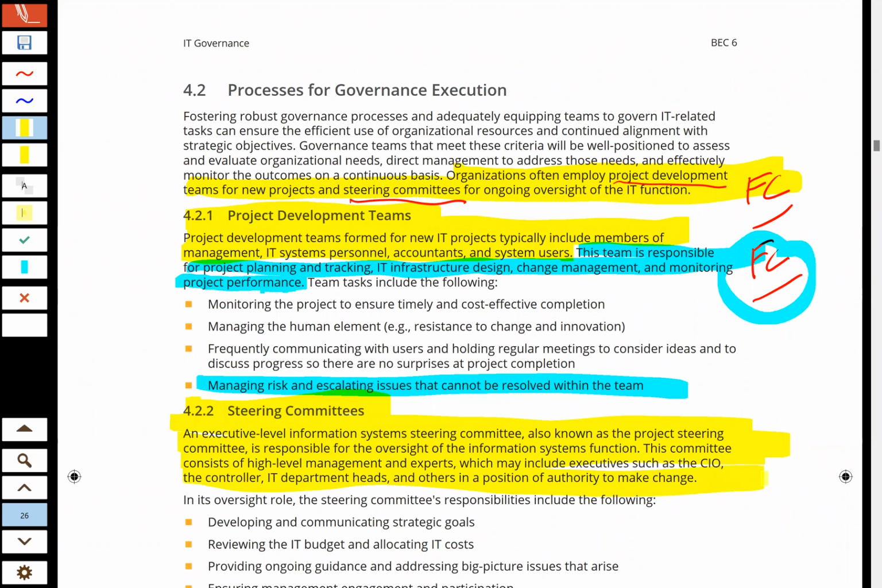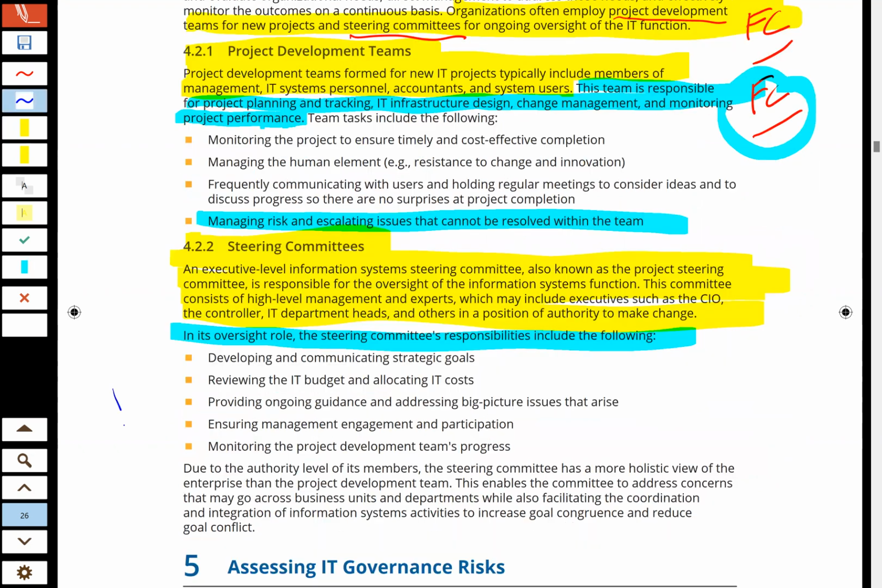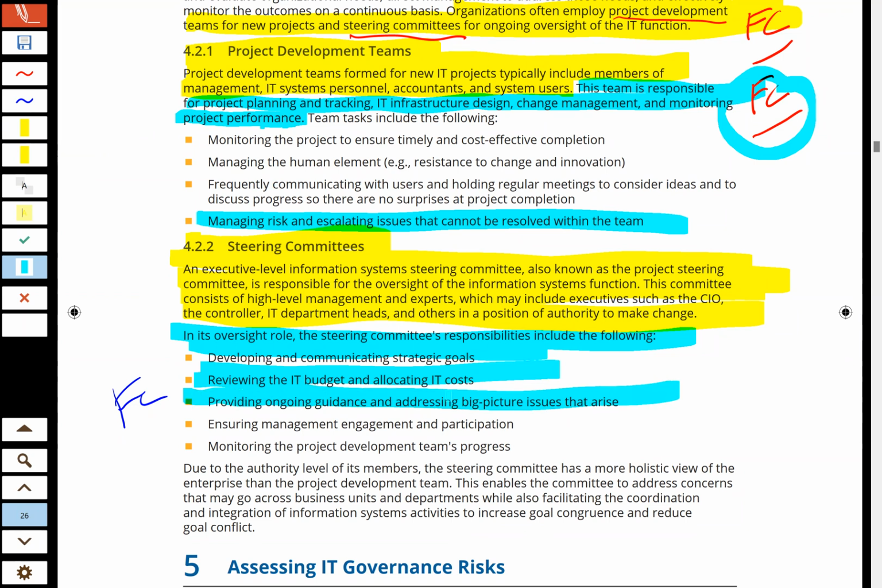Okay, so let's just see what the steering committee does in its oversight role, and let's go ahead and flashcard some of those things. You can see that they develop and communicate strategic goals, review the IT budget, provide ongoing guidance and address big picture issues, ensure management engagement and participation, and monitor the project development team's progress. So those are more ongoing, as opposed to the notion of having a project team that is there at the initiation.